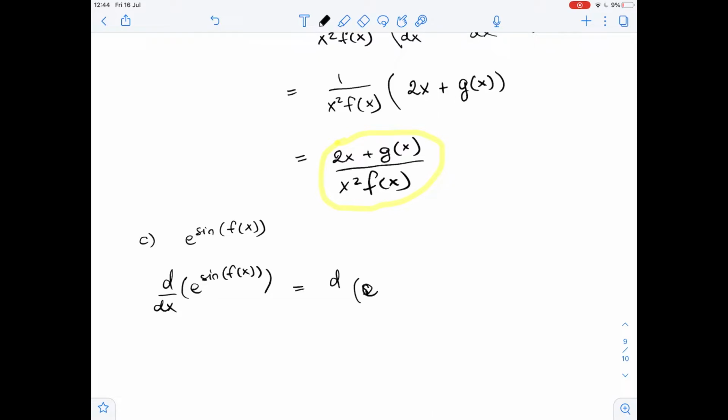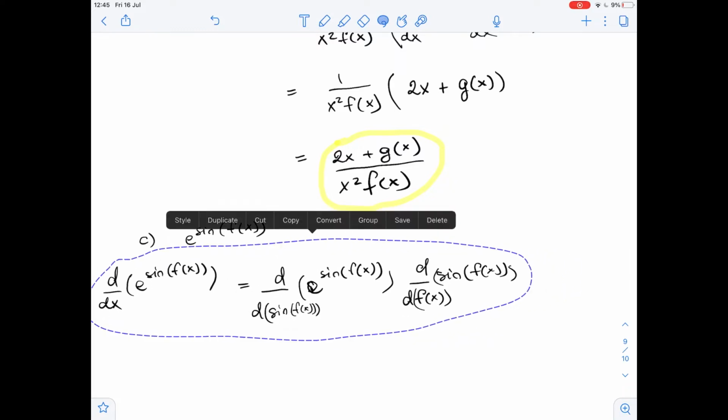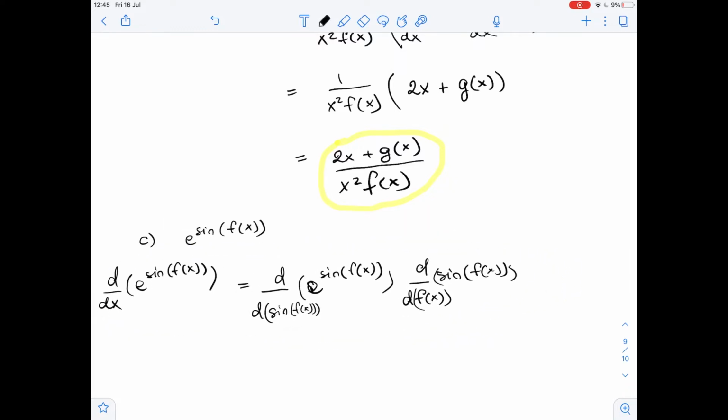the derivative of e to the power of sine of f of x with respect to sine of f of x, multiplied by the derivative of sine of f of x with respect to f of x, multiplied by, wait, let me move this a little bit to the left. So, and this whole thing is multiplied by the derivative of f of x with respect to x.